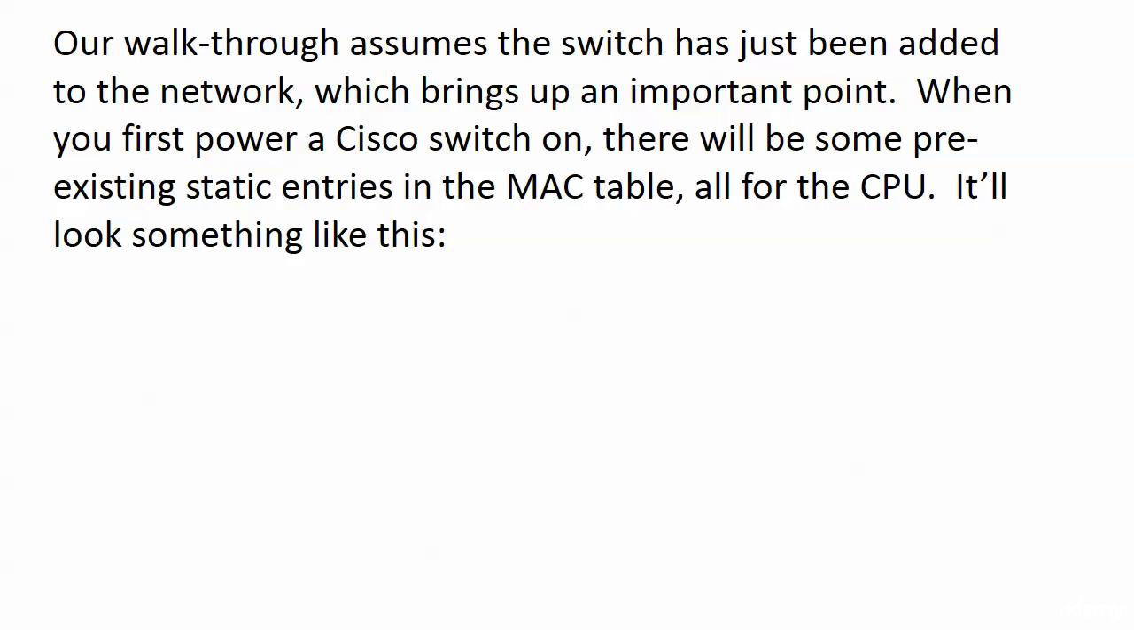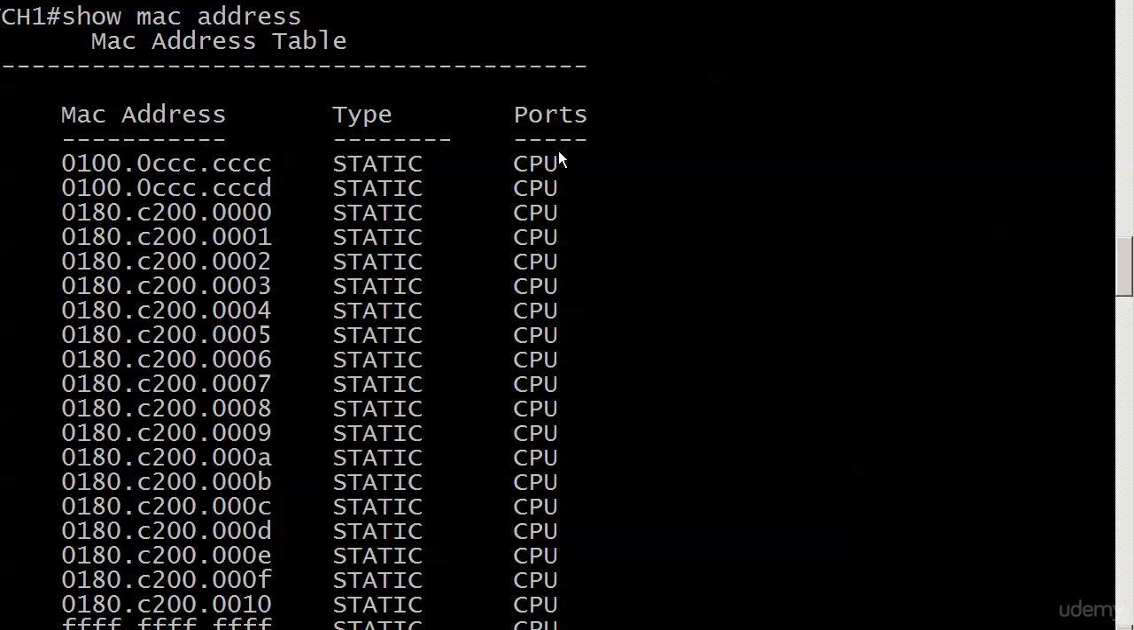Our walkthrough assumes the switch has just been added to the network, which brings up an important point, because when you first power a Cisco switch on, there will be some pre-existing static entries in the MAC table. It's not going to be totally empty. They're all for the CPU. And it's going something like this.